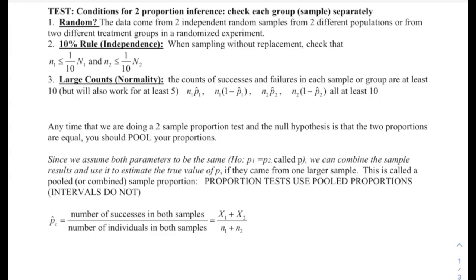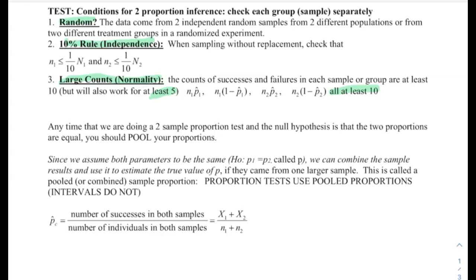We're going to check each group again individually. Random, we're going to do the same thing: two different random samples from two different populations or two different treatment groups. We're still going to check each individual sample and population. We are going to make sure they're randomly selected or randomly assigned in an experiment. We're going to do the large counts rule. So we've taken care of all those. In the large counts rule, again, at least 5 is okay, but we're going to check to make sure. Hopefully they're at least 10, but at least 5 will still keep going.